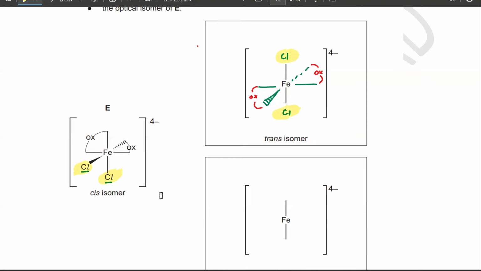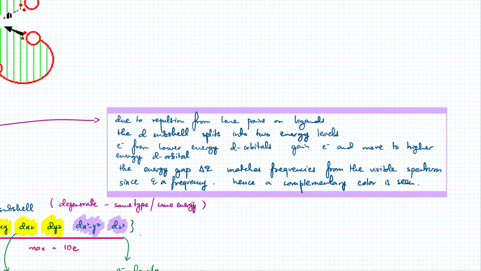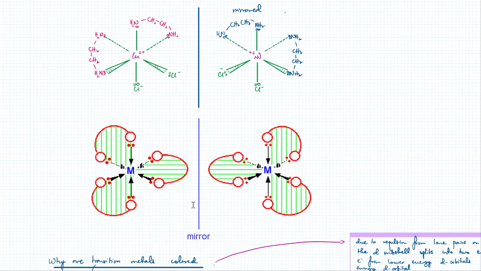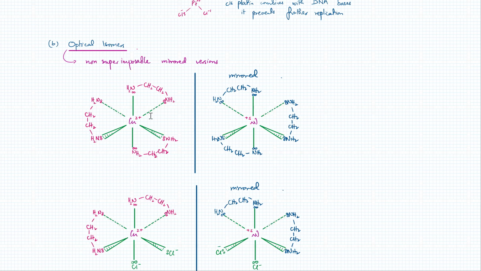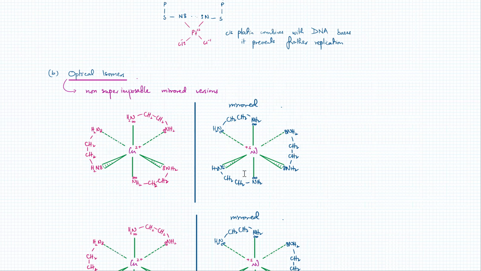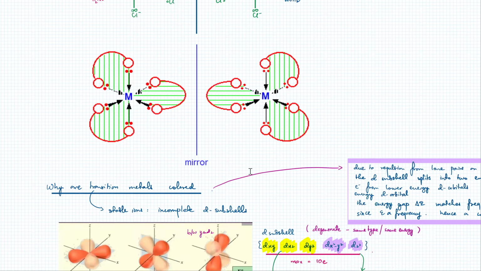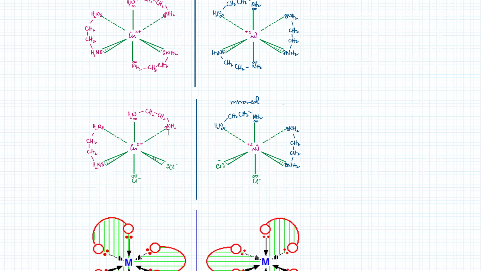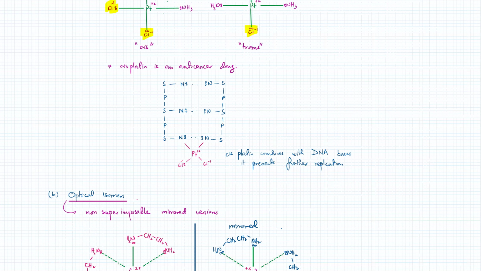And then there was an optical isomer. The optical isomer was the mirrored version. Remember, there were two types of isomers. Optical isomers were only formed when you had an octahedral complex with bidentate ligands forming dative bonds. So they would form two mirrored versions, right? So these were your optical isomers.